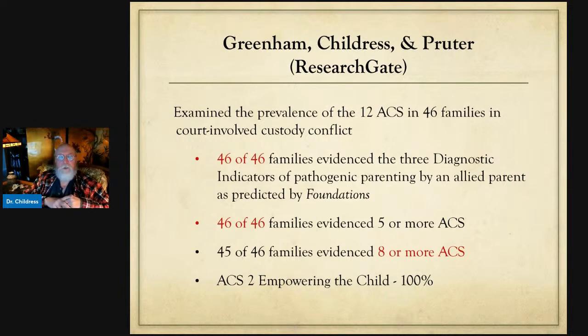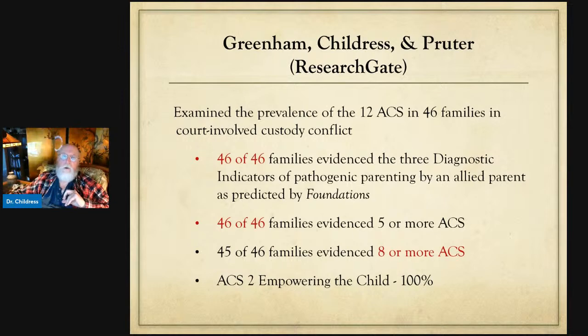Then 46 of the 46 families, all the families, had 5 or more of the associated clinical signs, and 45 of them had 8 or more. So only one family had 5, everybody else had 8 or more of the 12 ACS identified in the data. I suspect those numbers would go up if we collected the data through clinical interviews rather than just documented data around these families. The prevalence of ACS2, empowering the child to reject the other parent, was 100%.